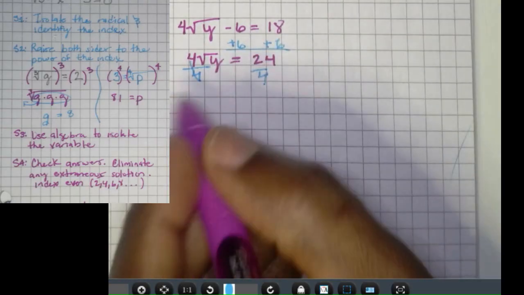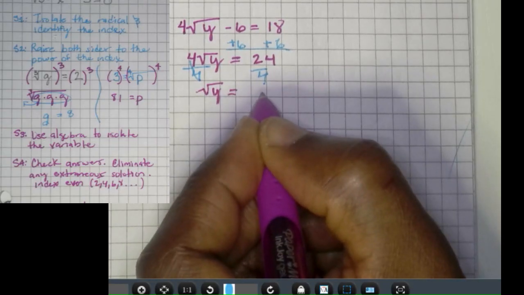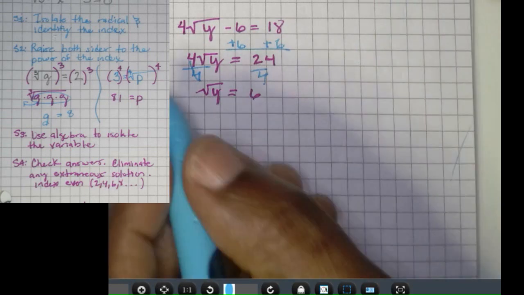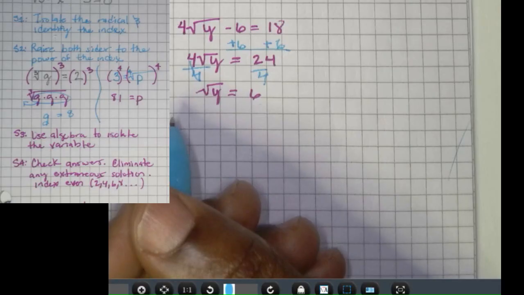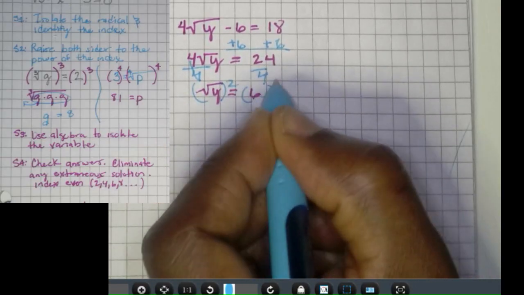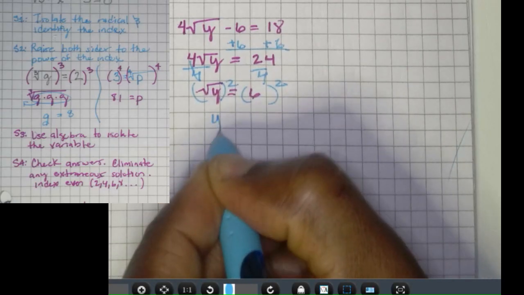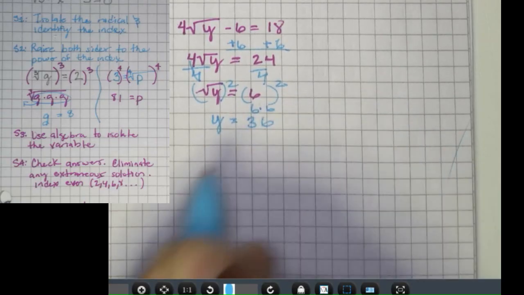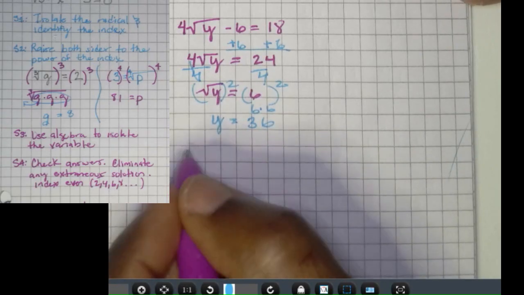And we end up with square root of y is equal to 6. Now, to remove that radical, we raise both sides to the power of the index. So we raise both sides to the second power because that's the index. The index and the power cancel out. We're left with y is equal to 6 times 6, which is 36. All right, let's see if that satisfies the equation.